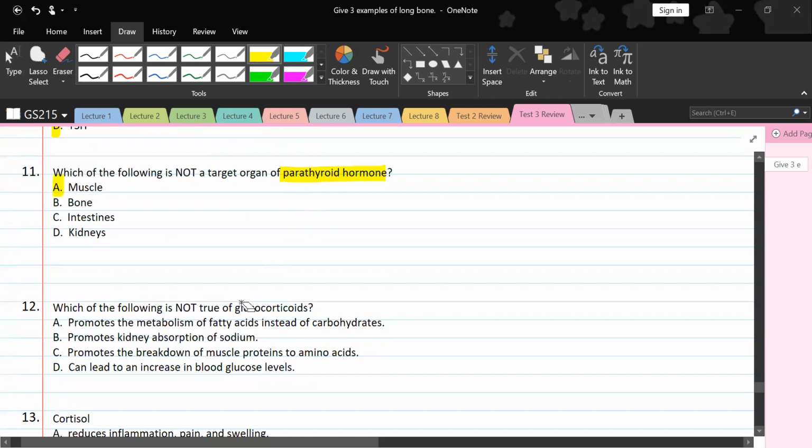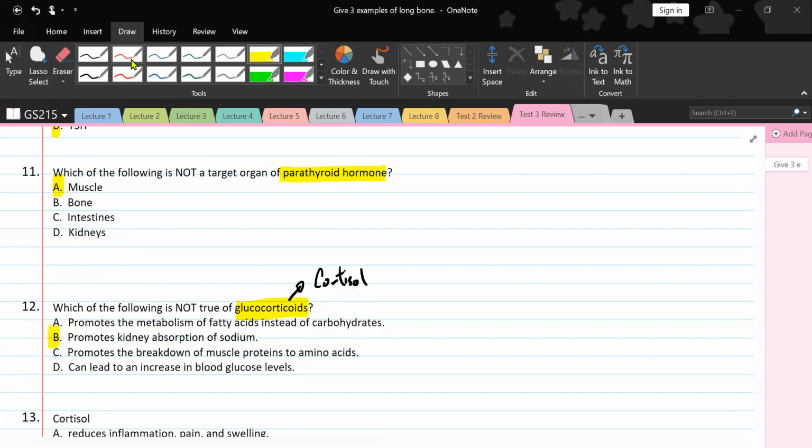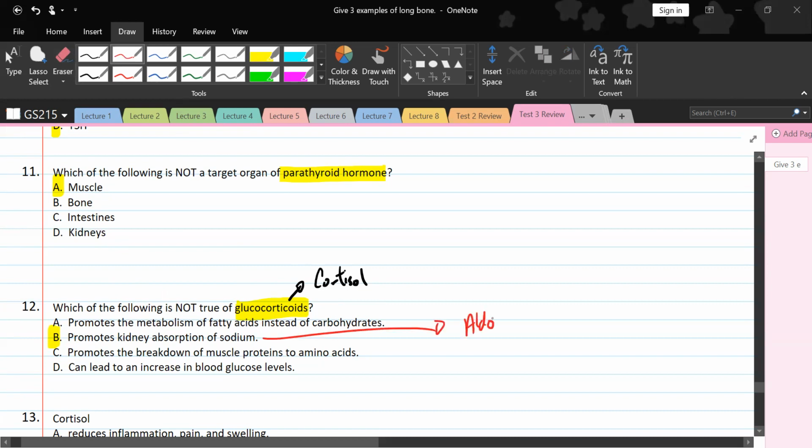Which of the following is not true for glucocorticoids? Glucocorticoids is basically talking about things like cortisol. That's the only one that we've learned. What that does is increase the resources availability in general, so it promotes the metabolism of fatty acids instead of carbohydrates. Promotes the kidney absorption of sodium? That's not the function of glucocorticoids. That's the function of aldosterone, which is a mineralocorticoid.